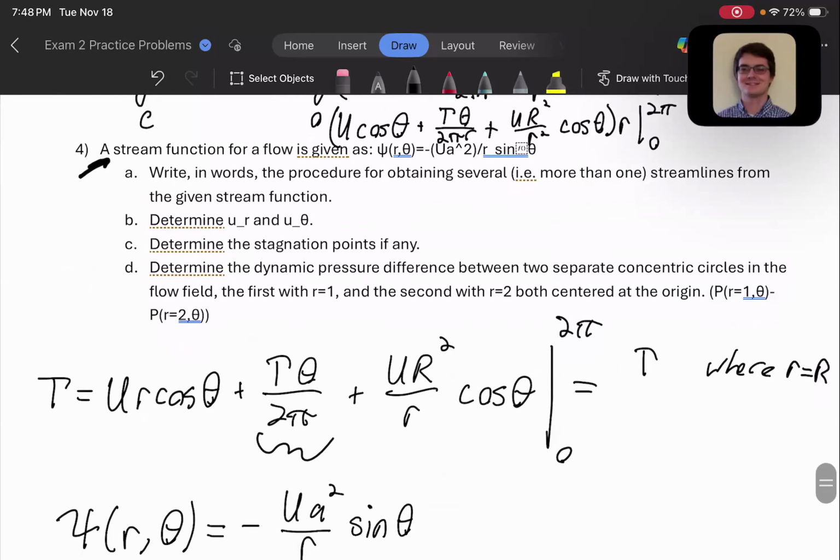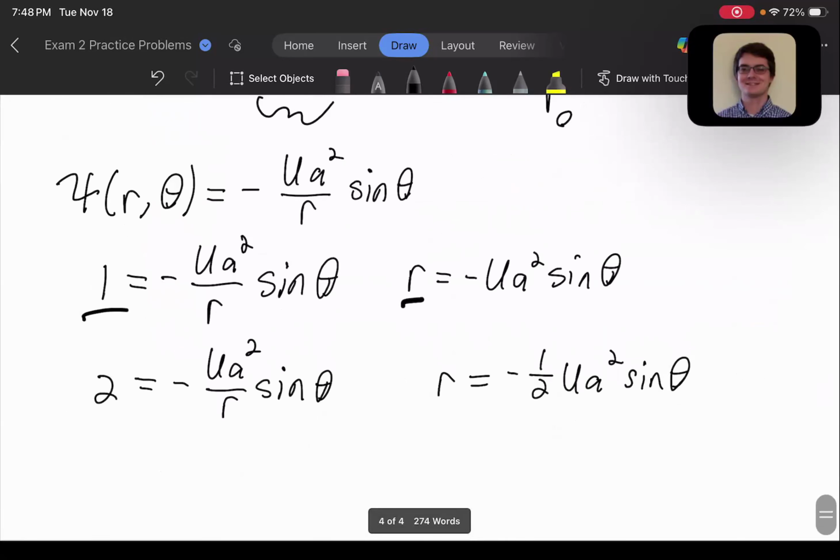Okay, so part B, determine u_r and u_theta. Do we need to do part B? I see a no. How about in the back? You guys feel confident with part B? Since we're just finding the velocity components, we just take the derivatives that we need to, and that's the velocity components. So that's pretty straightforward.